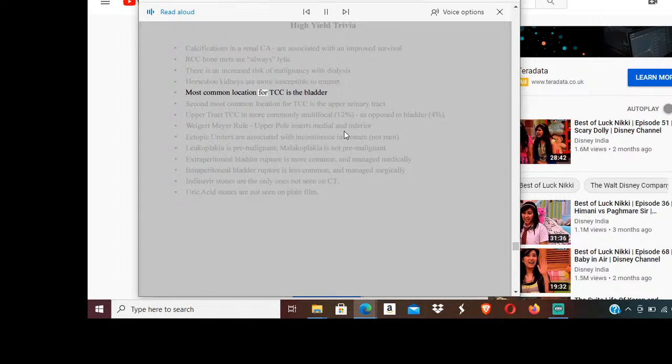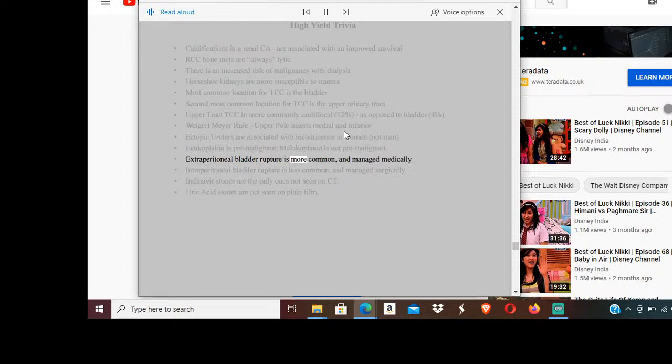Most common location for TCC is the bladder. Second most common location for TCC is the upper urinary tract. Upper tract TCC is more commonly multifocal, 12%, as opposed to bladder, 4%. Weigert-Meyer rule: upper pole inserts medial and inferior. Ectopic ureters are associated with incontinence in women, not men. Leukoplakia is premalignant, malakoplakia is not premalignant.